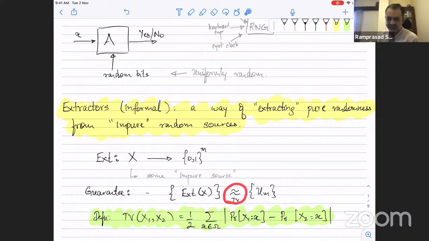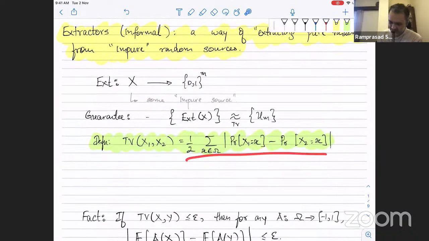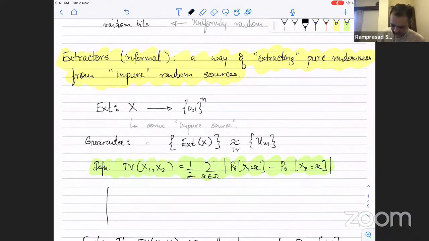Normally, this error is measured based on the total variation distance, which we briefly discussed earlier, but I'm just going to formally define what total variation distance is. Total variation distance is some measure to get a sense of how close two distributions are. The formal definition is this, but I think the pictorial way of describing it is maybe easier to keep in mind.